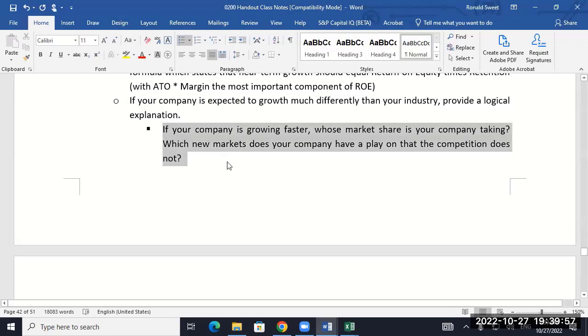So if your company's growing faster than the industry, then whose market share are they taking? You need to somewhat think of that. So if you think Nike's going to grow faster, the industry's going to grow 6%, Nike's going to grow 10%, why is that? Whom are you taking from? Now, you could say they're selling to senior citizens and emerging markets, but the whole industry should benefit from that. I'm talking about what's in your industry numbers. So why are they growing faster than the industry? That usually means they're taking market share from a competitor.